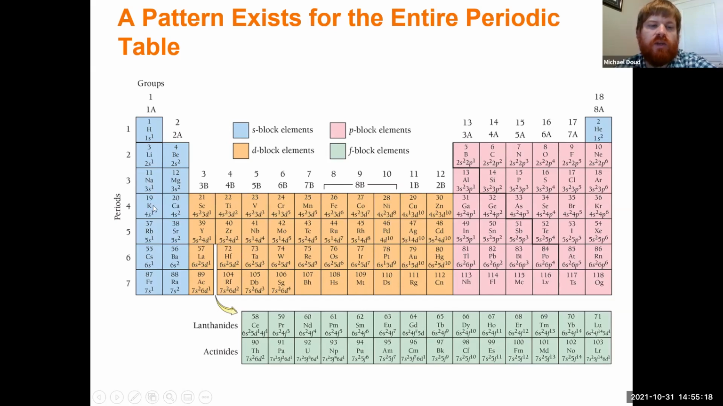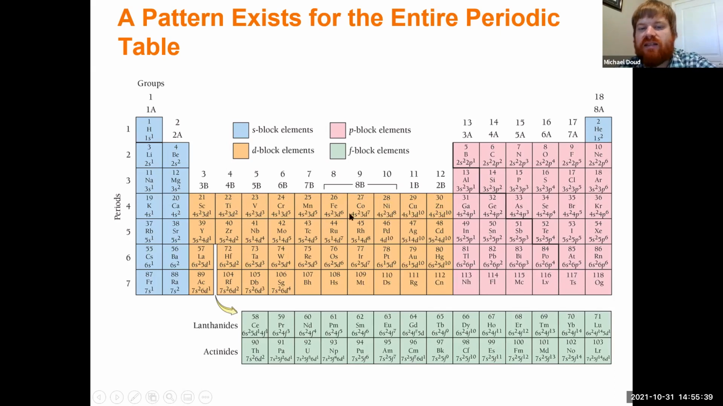Now it breaks down a little bit when you get to the D sublevels in the D block, because remember, the 4s comes first, then the 3d. So just keep in mind that it's n-1 for the D block. So you go 4s1, 4s2, then 3d1, 3d2, 3d3, 3d4, 3d5, 3d6, 3d7, 3d8, 3d9, 3d10.